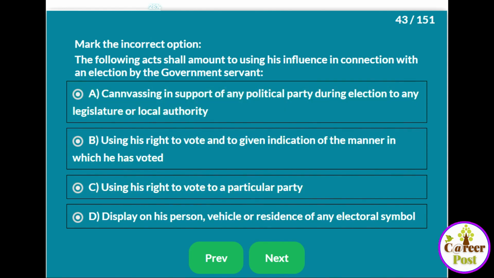The following act shall amount to using his influence in connection with an election by the government servant. During election, the following acts are treated as influence: canvassing in support of any political party during the election to any legislature or local authority, using his right to vote or to give indication of the manner in which he has voted, and display on his person, vehicle or residence of any electoral symbol.